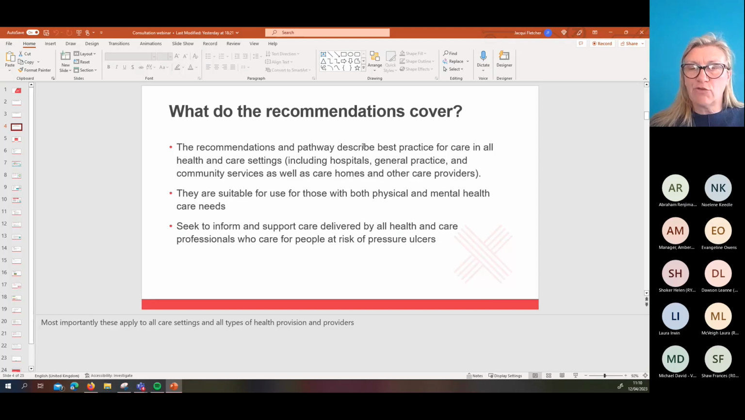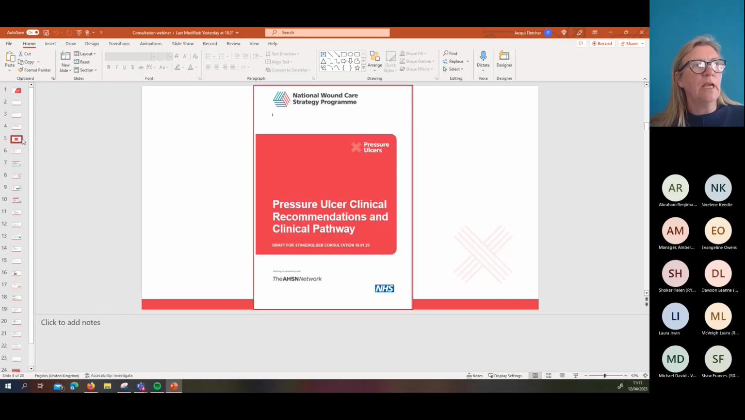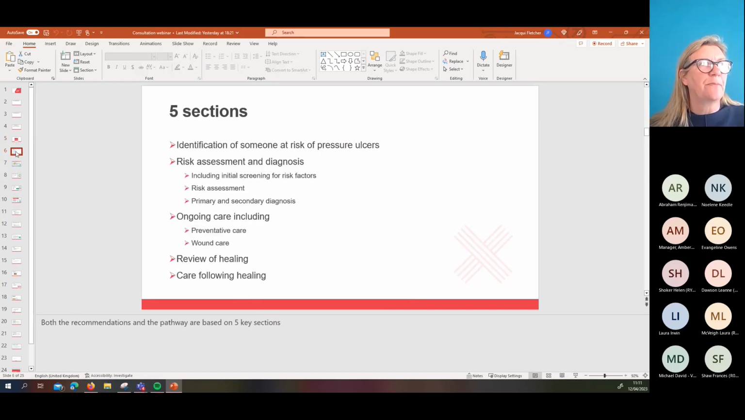There is no age range to them, so they apply in paediatrics, and they also apply to settings like maternity, and we've been questioned quite a lot about maternity. And they seek to inform and support the care delivered by all health and care professionals caring for any person who may be at risk of pressure ulcers. So this is the document that you'll see if you go onto the link, and the clinical recommendations and the clinical pathway are both within that same document.